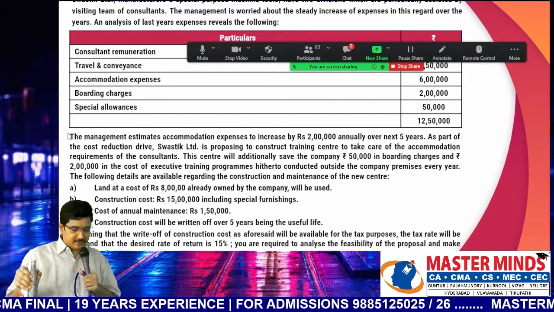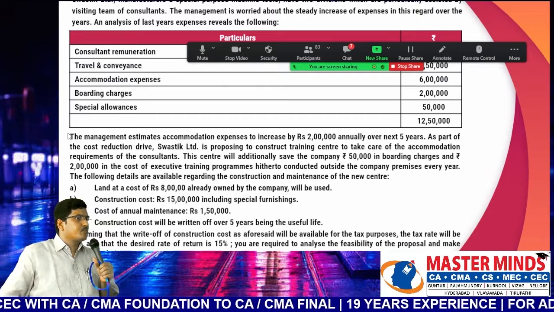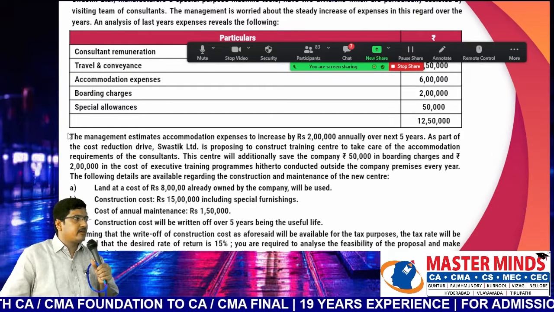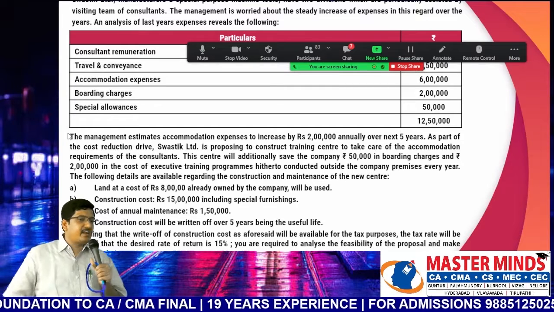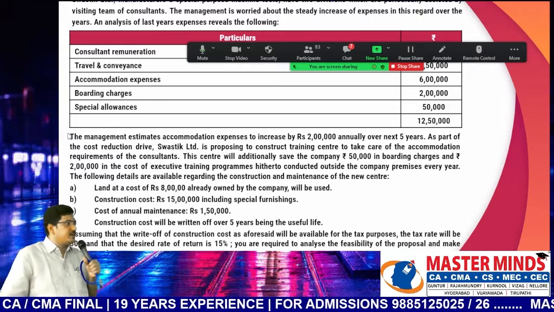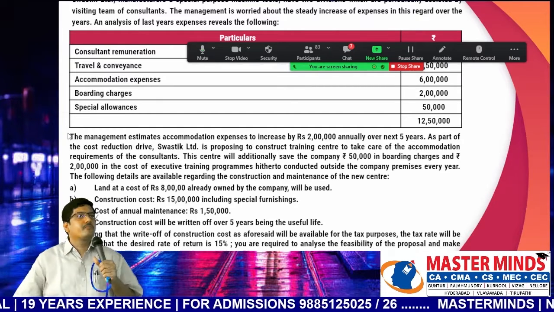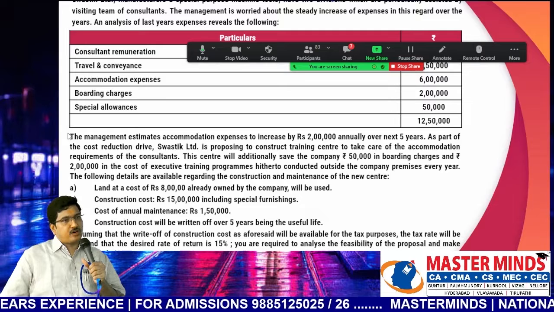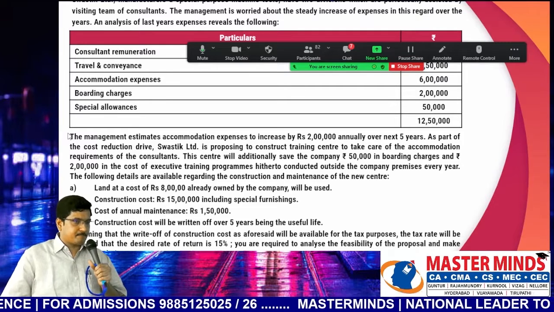1.5 lakhs. What is this difference amount called? Note it down. It's called PBDT, profit before depreciation and tax. The difference amount is called profit before depreciation and tax.